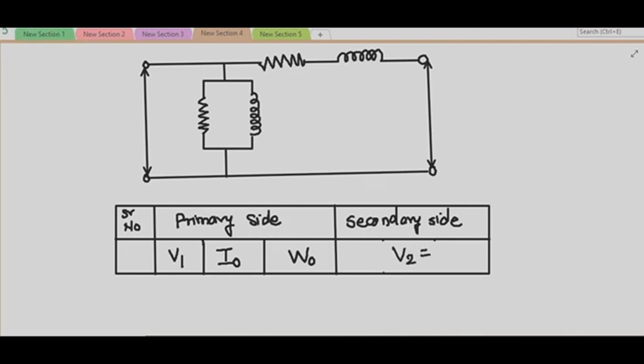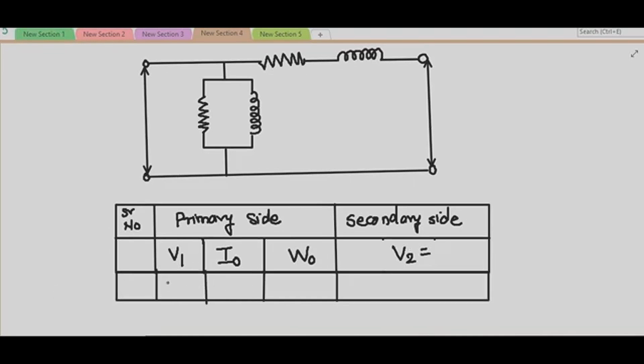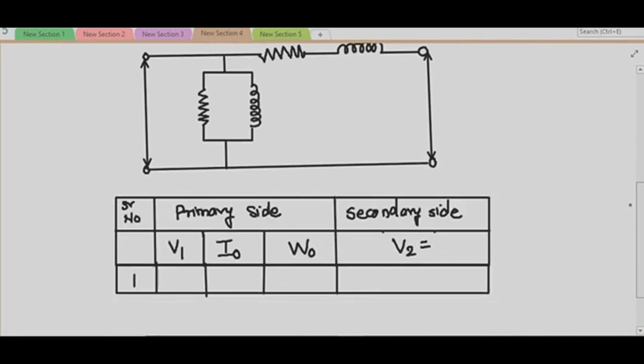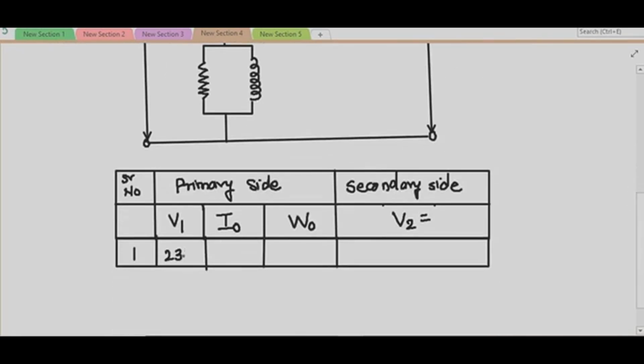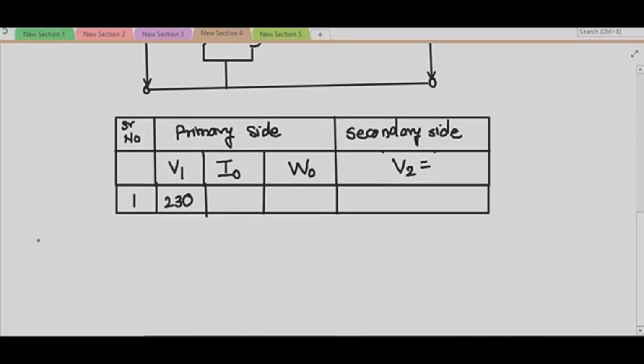As shown in the observation table, we have to record the readings of the various instruments connected on the primary side and the secondary side. What is the rated voltage of the transformer? It is 230 volt, as I have shown here. Then we note down the current taken by the primary winding on no load, and W0, the power taken from the supply to overcome the no load losses. Then let us see what calculations we can do from the open circuit test.